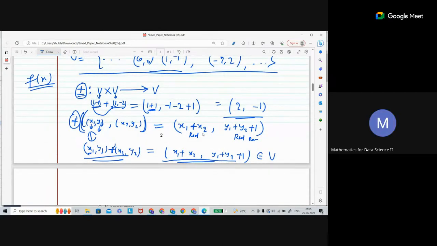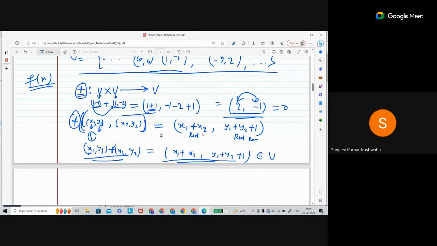This is not closed because, see, I took an example, right? Once I added them, I got this number. Now add them, are you getting zero? No, sir. So this operation is not closed. This is the meaning of closeness. Everyone is clear? Yes, sir.